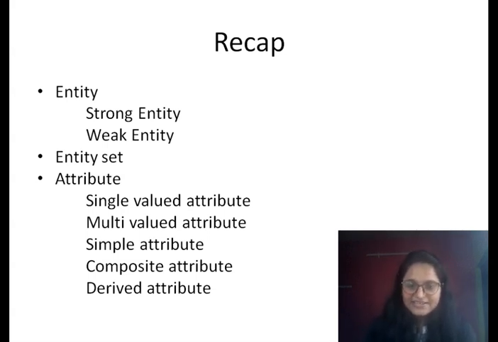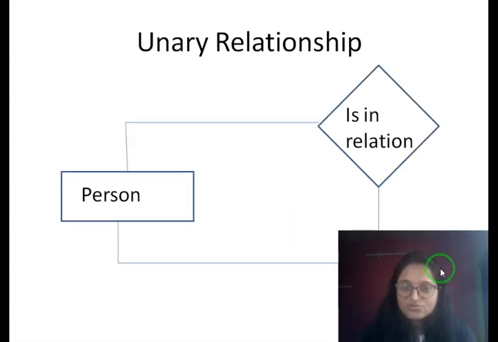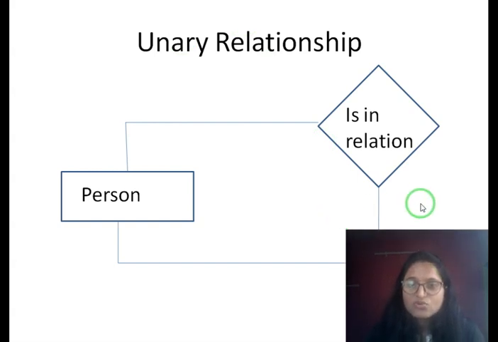Next is entity set. We already covered that similar types of entities are grouped together to form an entity set. Now next is attribute. There are single value attribute, multi value attribute, simple attribute, composite attribute and derived attribute. We already covered this attribute point. Now relationship. In relationship, there are degrees of relationship: unary relationship, binary relationship, ternary relationship and quaternary relationship. So dear student, this is the only one point remaining for understanding.